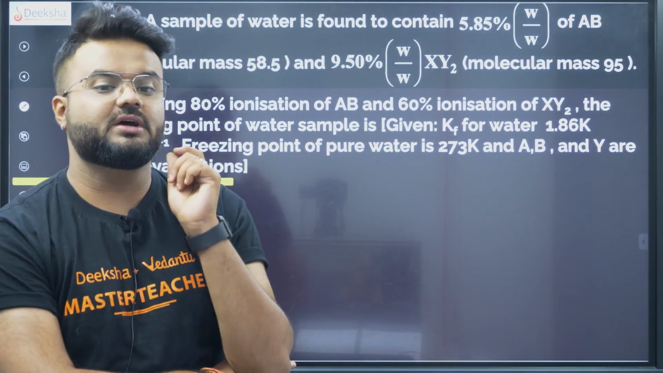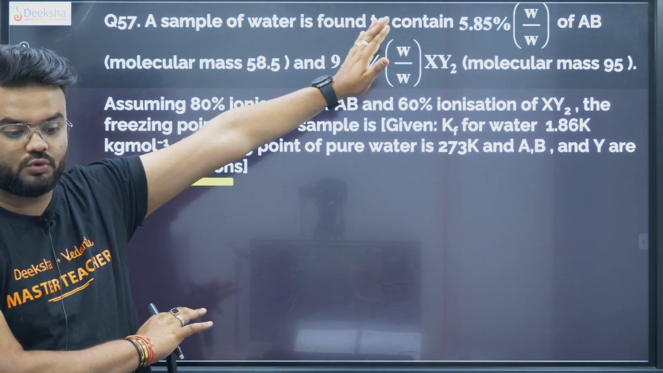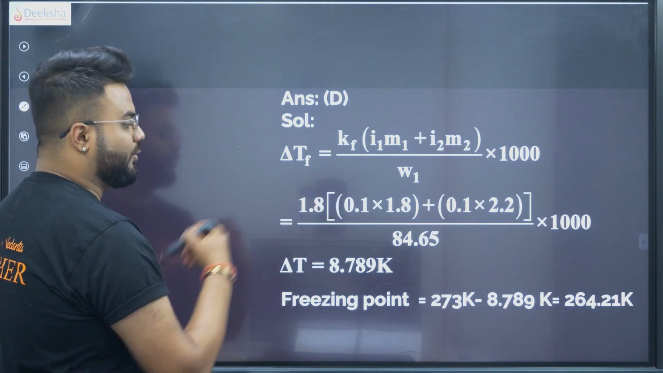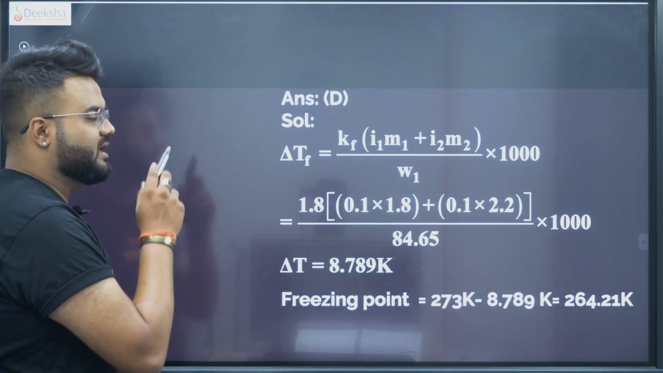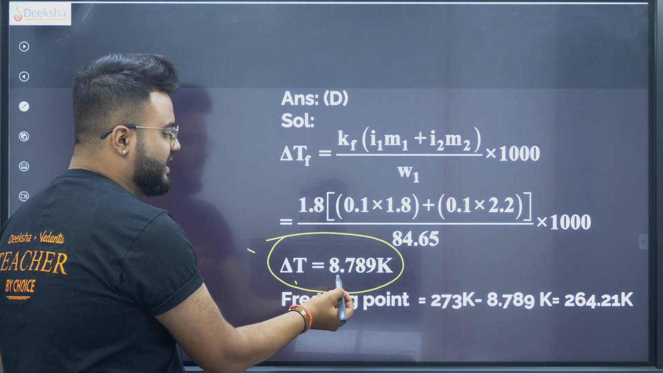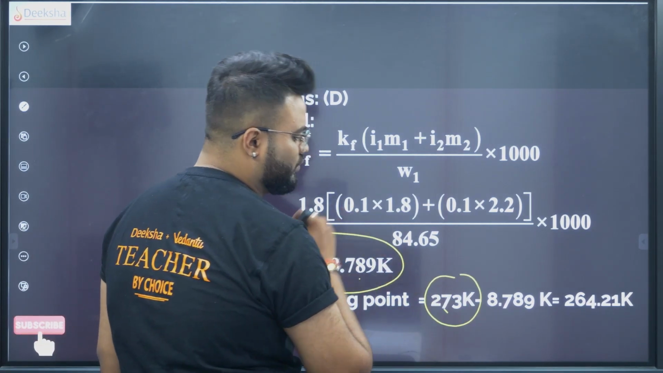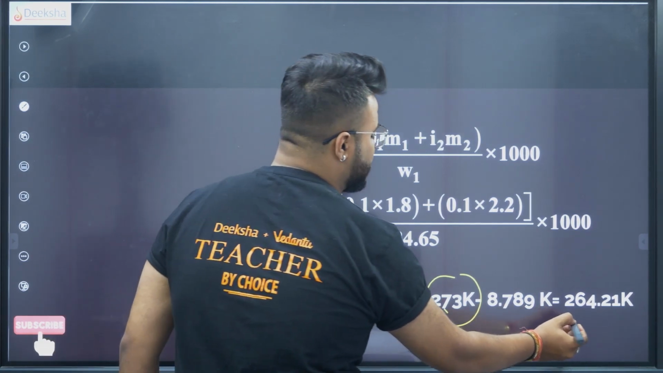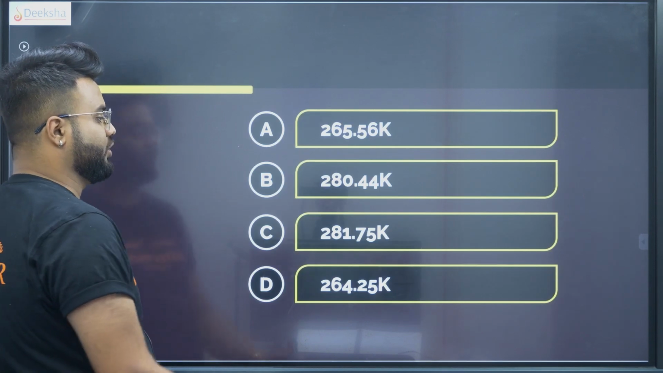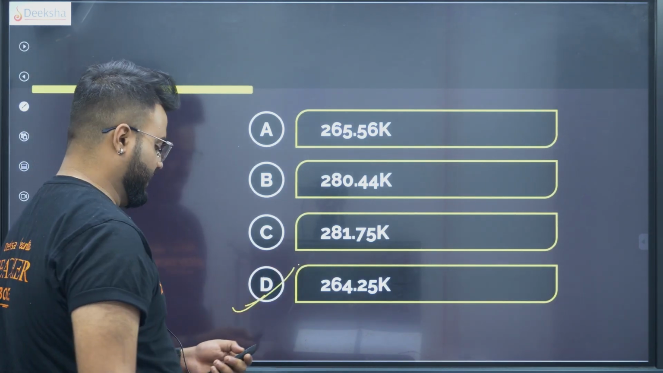You have to find the depression in freezing point of the water sample which has been used, and you can directly use this formula. When you substitute all the given values, you will get delta T as 8.789 Kelvin. After that you subtract it from 273 Kelvin, and you will get 264.2421 Kelvin. That is nothing but option D, which is your correct answer.